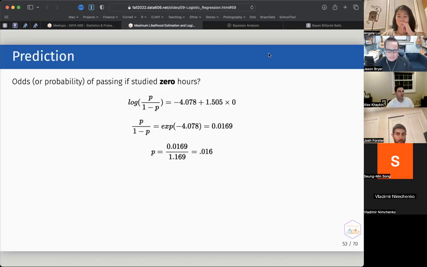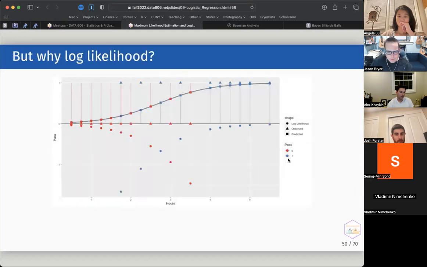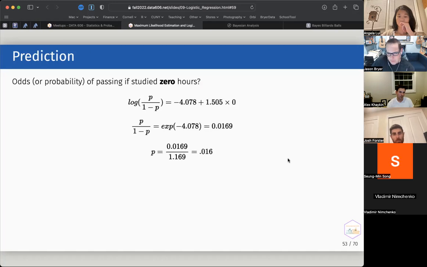This is the basic carryover from logistic regression. If we're thinking about predicting a dichotomized outcome, we look at the log odds, and then we can convert that to a probability by taking the exponent of it. If you remember, we were looking at the prediction of the likelihood of passing given a number of hours studying, and if somebody didn't study at all, we might say they have like a 1.6% chance of passing.